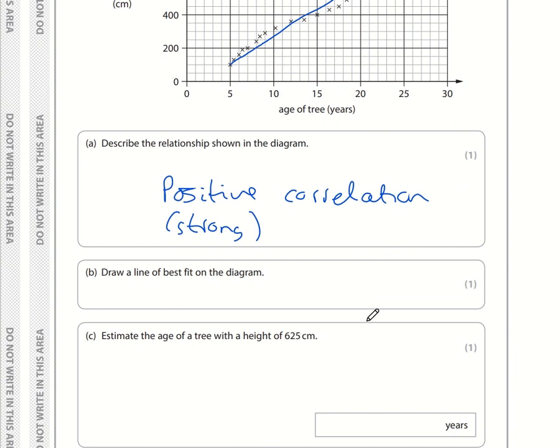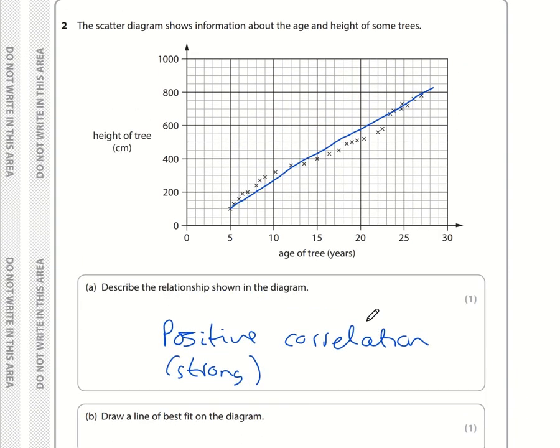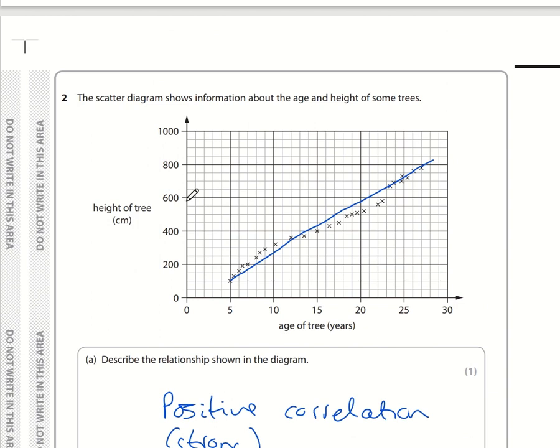So we've drawn the line of best fit, which is part B, and we want to estimate the age of a tree that's got a height of 625 centimetres. So what I'm going to do is go to the graph and find 625. So we're going up in 25s here. No, we're not. We're going up in 50s. 600, 650, 700, 750, 800. So if this is 600 and this is 650, then 625 is halfway between these two lines.